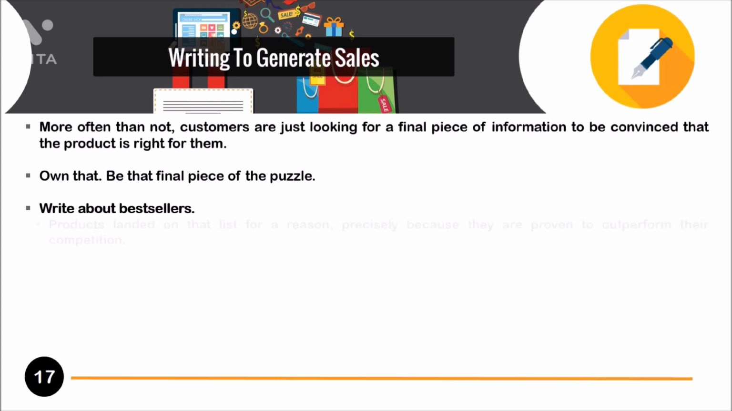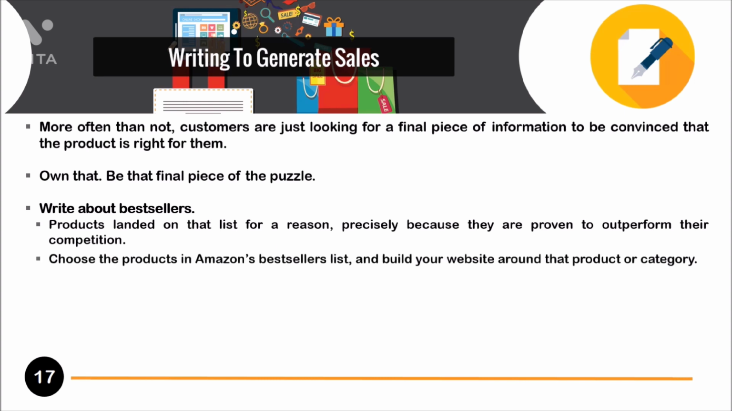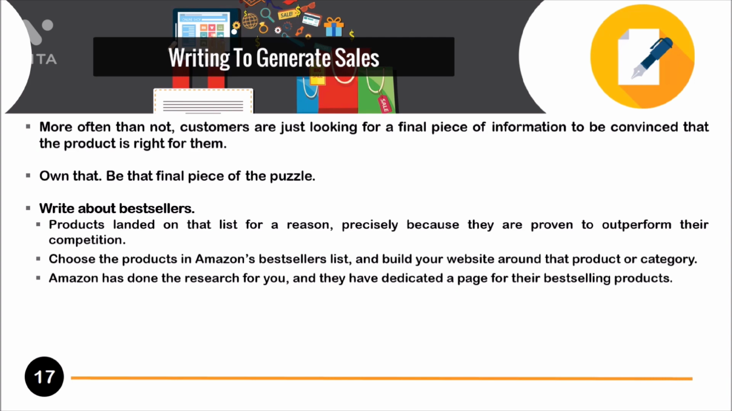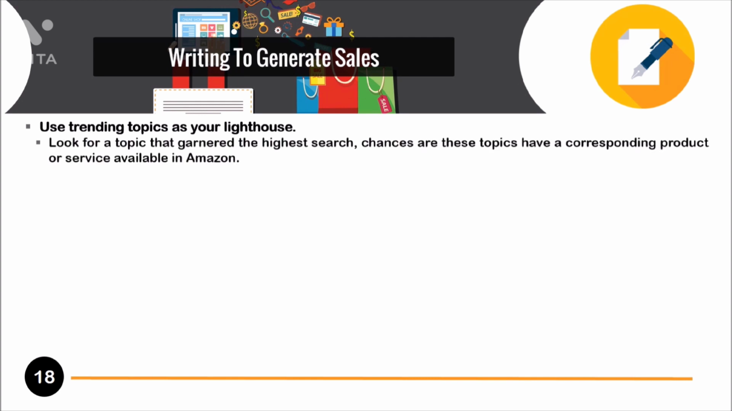Write about bestsellers. Products landed on that list for a reason, precisely because they are proven to outperform their competition. Choose the products in Amazon's bestsellers list and build your website around that product or category. Amazon has done the research for you, and they have dedicated a page for their best-selling products. Use trending topics as your lighthouse. Look for a topic that garnered the highest search. Chances are these topics have a corresponding product or service available in Amazon.